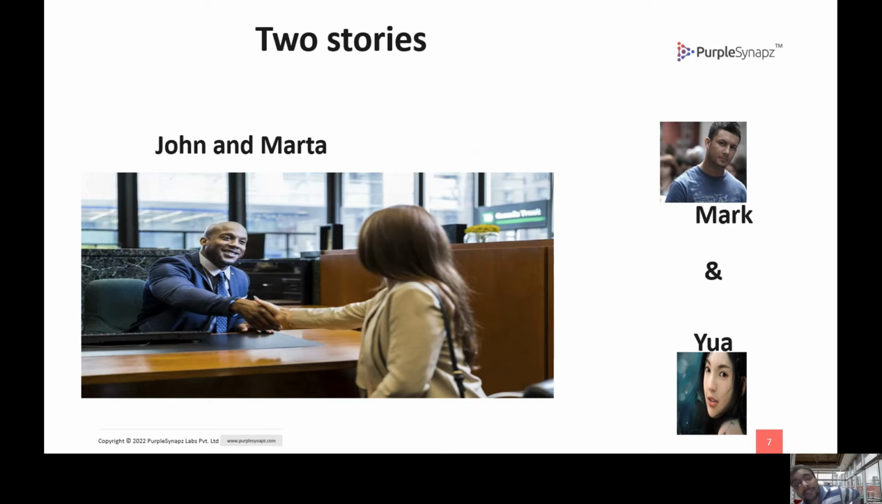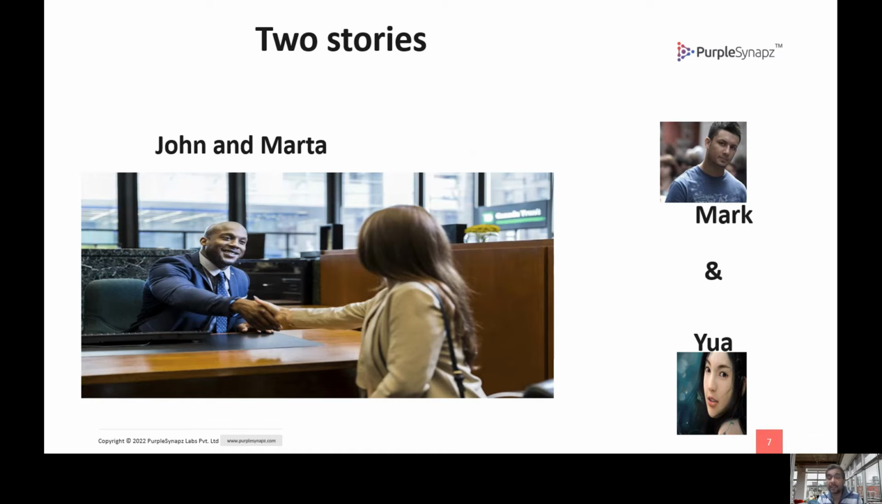Now the entire concept we are going to understand through two stories. The story of John and Martha. John and Martha are two people who are in an office. Martha is basically presenting a solution to a client, John, and these two people are communicating, as you can see. That's called a local communication. And we are going to understand one of the concepts through John and Martha's story.